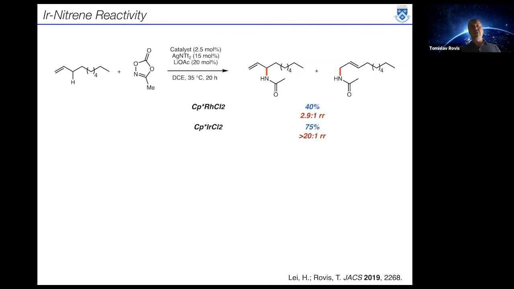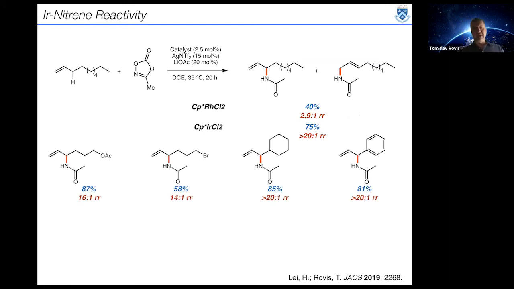Again, we moved from Rhodium 3, top reaction, about 3-to-1 regioselectivity and modest yield, to Iridium 3, Cp star Iridium: 20-to-1, exquisite selectivity for the internal, the chiral, the branched product, and 75% isolated yield. I won't belabor the scope extensively. We published this about a year ago now.